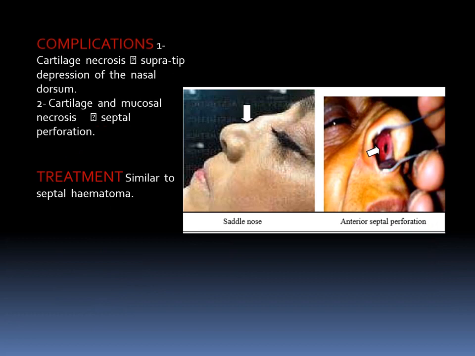This condition can be complicated, as with septal hematoma, by cartilage necrosis causing supratip depression, and if the cartilage and the mucosa necrose, a septal perforation occurs. It should be treated like septal hematoma, by antibiotics and drainage.